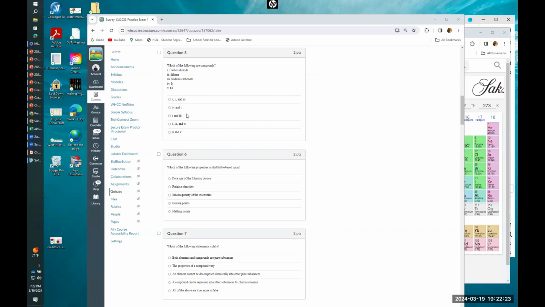I think it was carbon dioxide and sodium carbonate. Okay. So you said compounds, carbon dioxide and sodium carbonate. So that's 1 and 3. Do you guys all agree? Yes. Okay. That is correct. Number 6. Which of the following properties is distillation based upon? Boiling points. That's right.